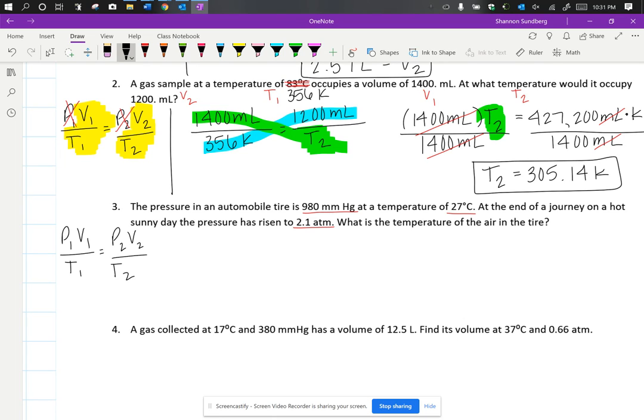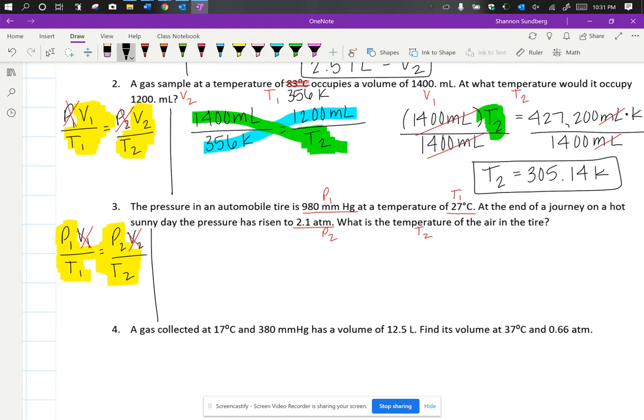Okay? So, let's figure out what they gave us. They gave us a pressure, they gave us a temperature, and they gave us another pressure, and they gave us another temperature. No mention of volume. So that means I don't even need it over here. And so my equation is P over T, and that's Gay-Lussac's law.